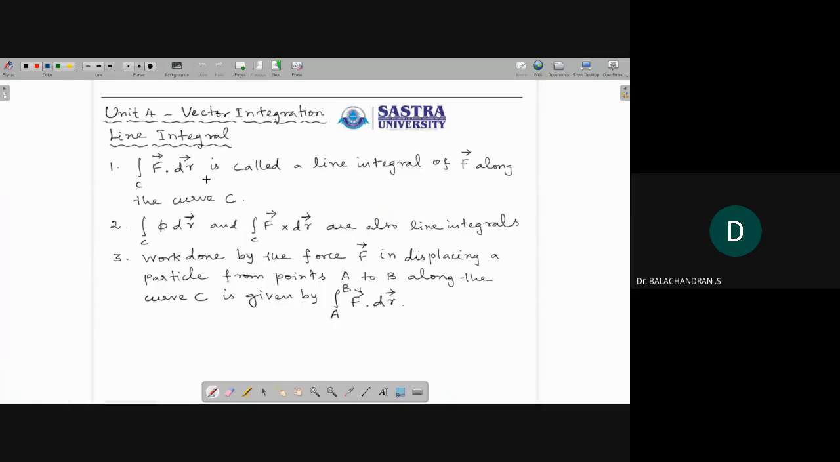Okay. So line integral: integral over C of F vector dot dr vector is called the line integral of F vector along the curve C. And integral over C of phi dr vector, and integral over C of F vector cross dr vector are also line integrals. So next, work done by a force. Work done by a force F vector in displacing a particle from the point A to B along the curve C is given by integral A to B F vector dot dr vector.